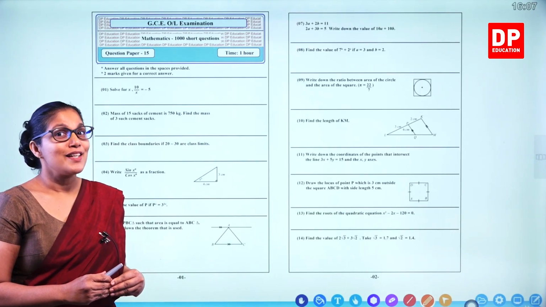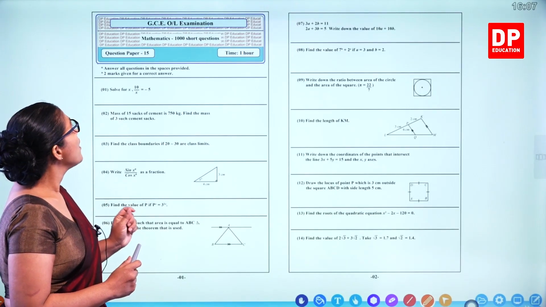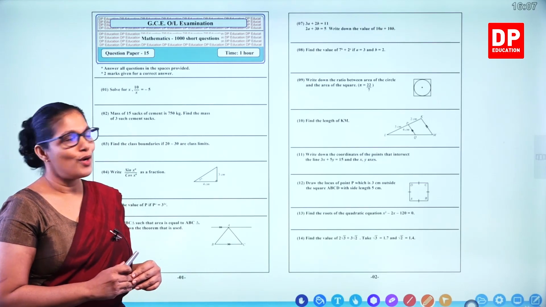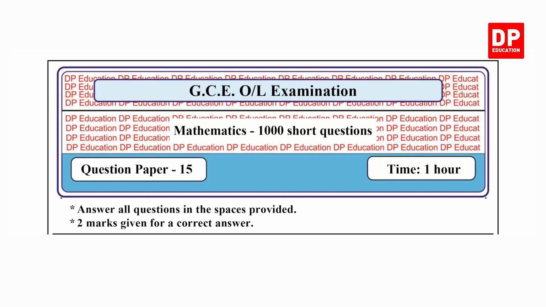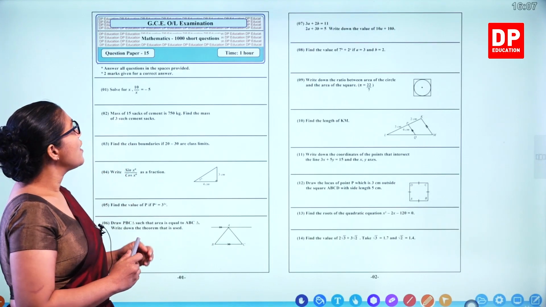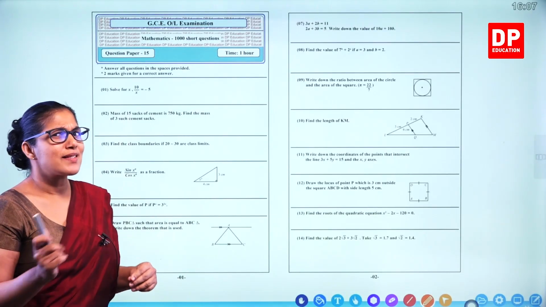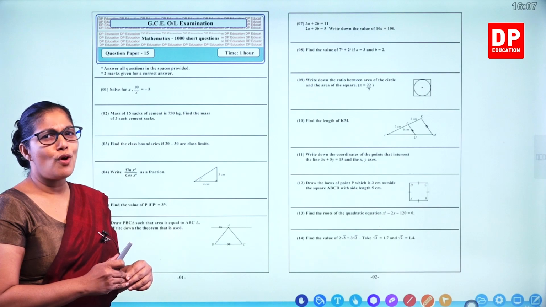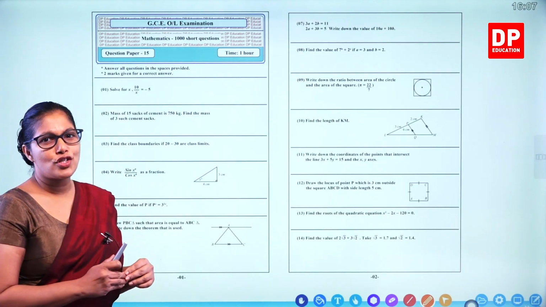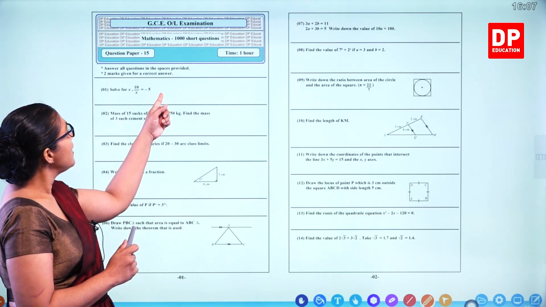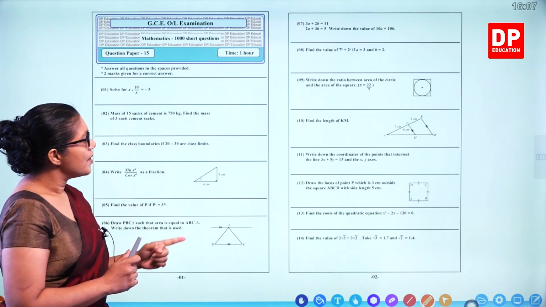Hello students, now I am going to do question paper 15 with you. This is 1000 short questions series paper 15 and you already know 25 questions and 1 hour you can spend. Each question is worth 2 marks and you can spend a maximum of 2 minutes and 24 seconds on one question. And all answers you can write in the space given.